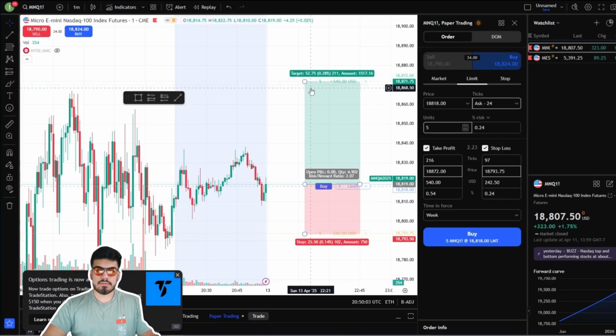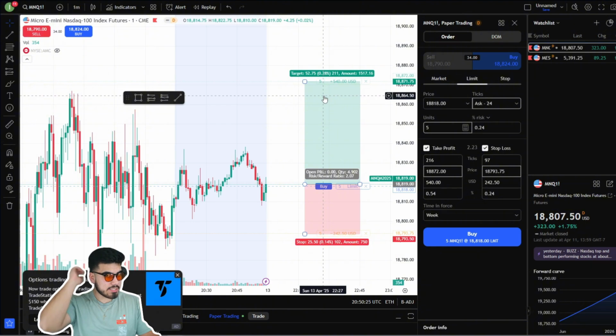Target right here, it says 52.75. What that means is points. So those are 52 points. Right here, stop loss 25 points. So to lose $242, you're down 25 points. To win, how much is it? $540. You win, you're making 52 points.